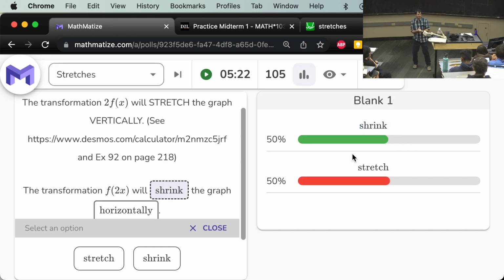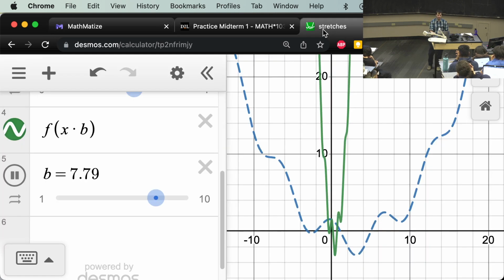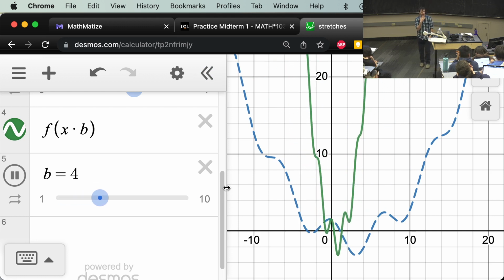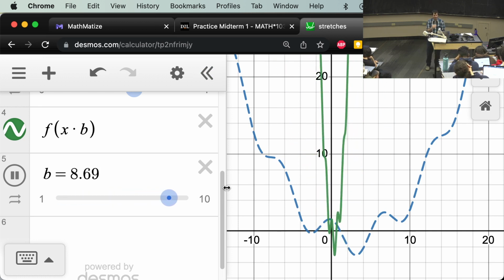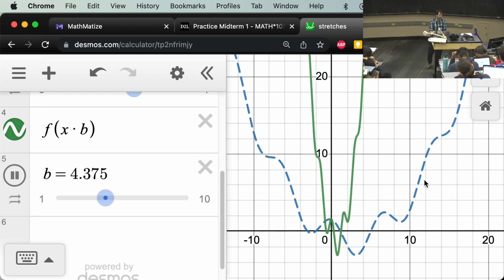So 50-50 split on the class, it shrinks. How can you remember that it shrinks? I guess it's the same problem as before. When you're messing with the x values, it kind of does the opposite of what you would intuitively expect. So just like adding actually made it go left and subtracting actually made it go right, multiplying by 2 actually shrinks it by a factor of 2. Or compresses it, if you want. And you can see that here, why it's doing that. So that's something to remember.